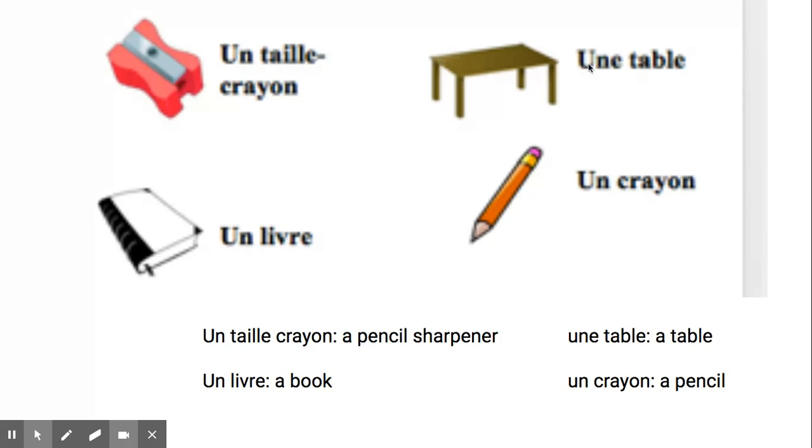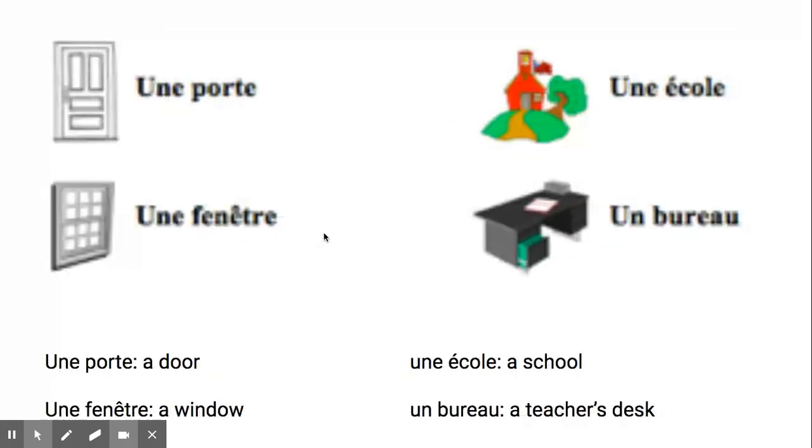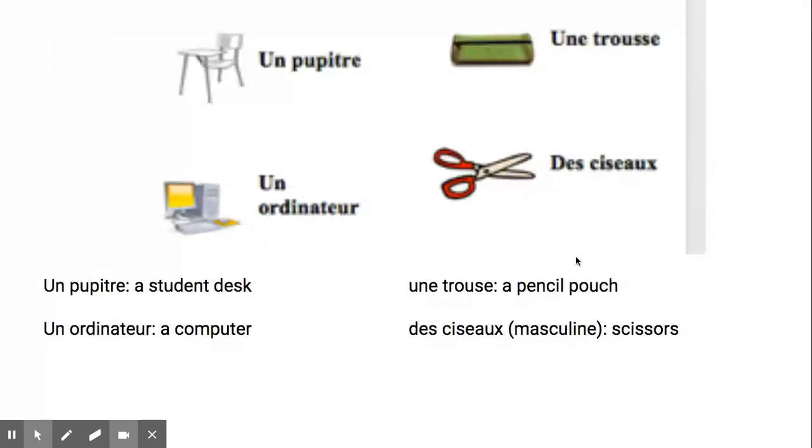Une table is a cognate, that should be easy. Un crayon is a pencil. Un livre is a book. Une porte is a door. Une fenêtre, window. Une école, school. Un bureau is a teacher desk. They have two different words for desk. One's for a teacher and one's for a student. Un pupitre is the student desk. Un ordinateur, computer. Une trousse, a pencil pouch. And des ciseaux is scissors.